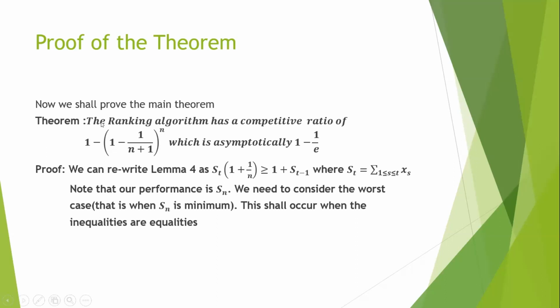The theorem. The ranking algorithm has a competitive ratio of 1 minus 1 over n plus 1 to the power n, which is asymptotically 1 minus 1 over e. Proof. We rewrite lemma 4 as st times 1 plus 1 over n is greater than or equal to 1 plus st minus 1, where st is the sum of the probabilities from x1 to xt. Note that our performance is Sn because it is the sum of all probabilities. Now we need to consider the worst case, that is when Sn is minimum. This shall occur when all our inequalities are equalities.